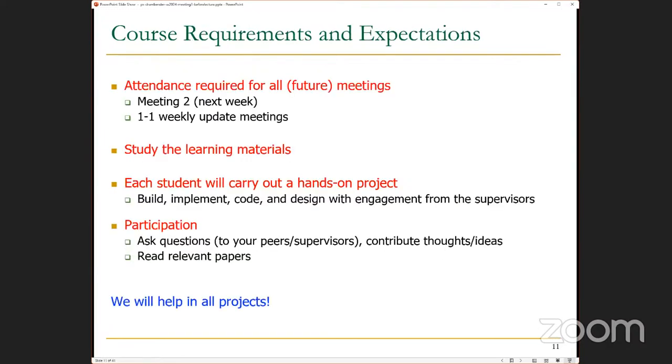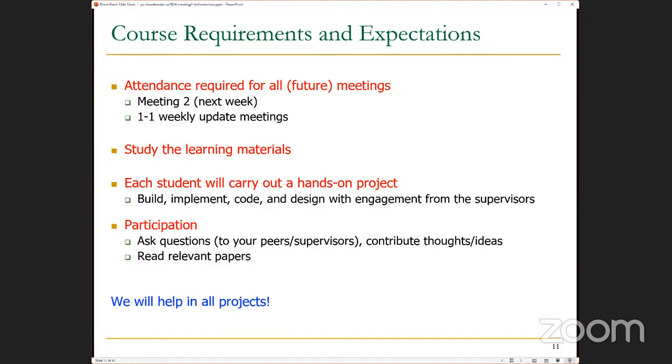So some logistics. Attendance of the meetings is required for all the meetings. We will have the second meeting where we discuss all the potential projects next week, and we will send out a questionnaire or a Doodle survey to decide on a time slot that works for most of us. And that will also be the time slot for all the future meetings.